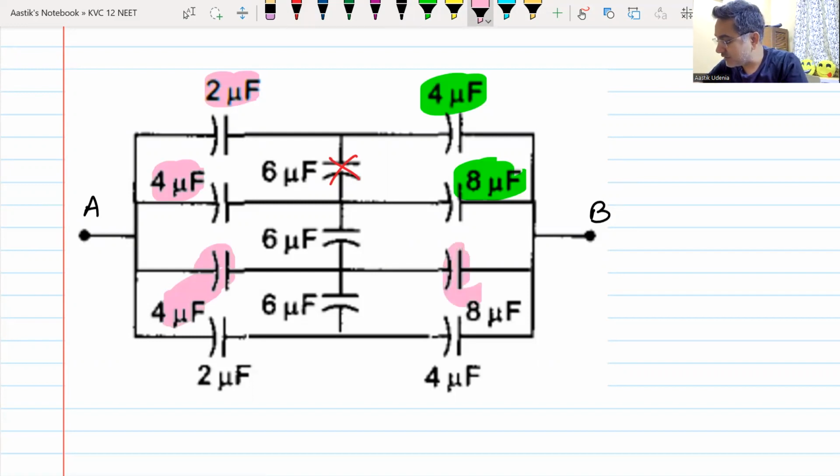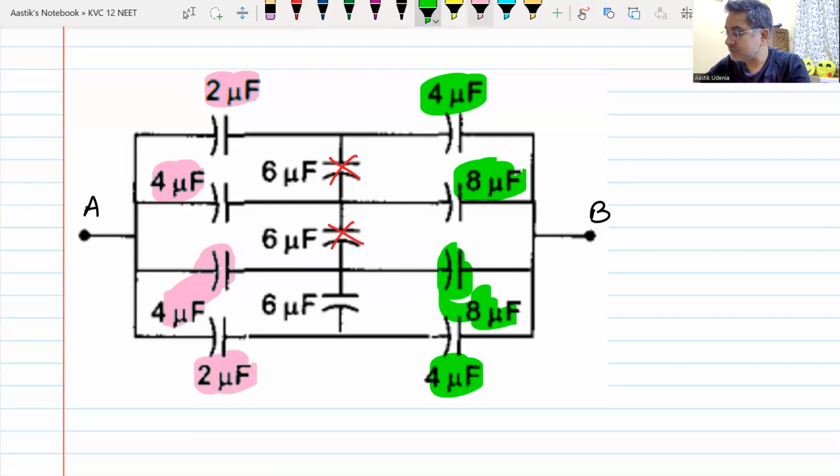This is 8. And this is, oops, wrong color. I hate wrong colors. This is 8 and this is 8. The middle one also becomes a Wheatstone bridge, so basically this also goes away. This is 4, this is 2. This is 8, this is 4. Goes away. Everything goes away.